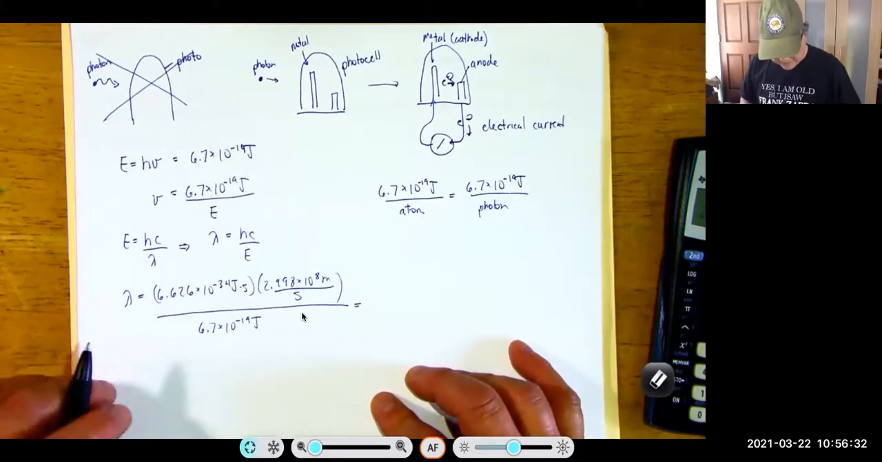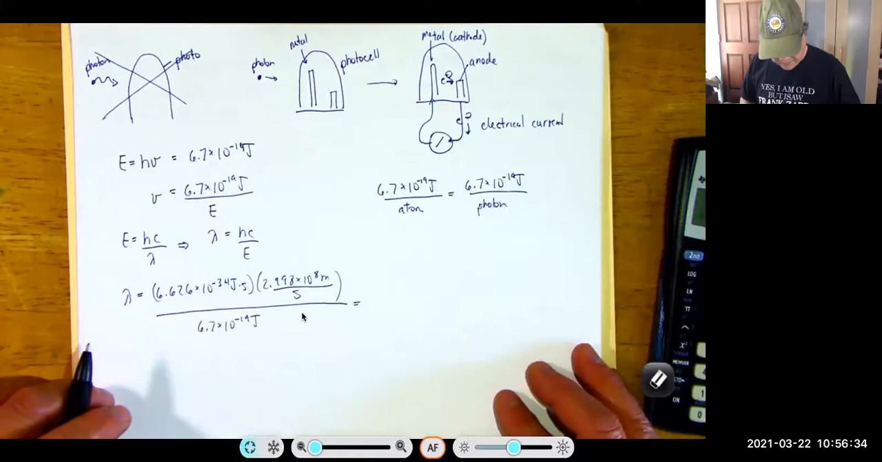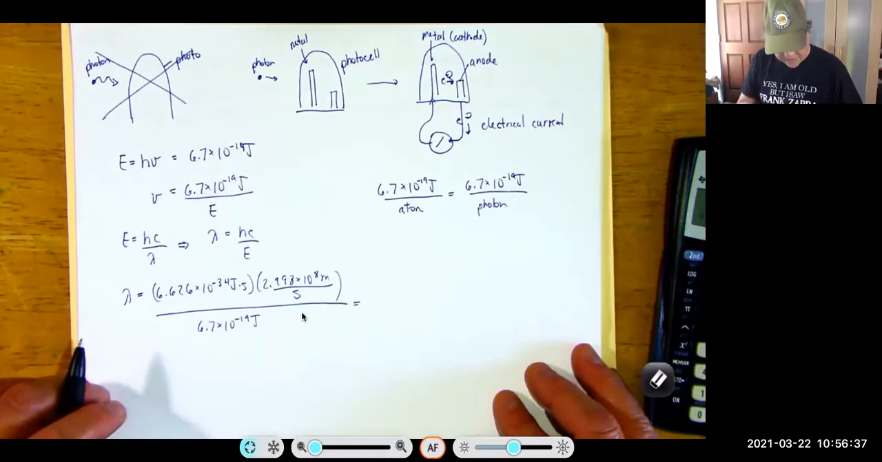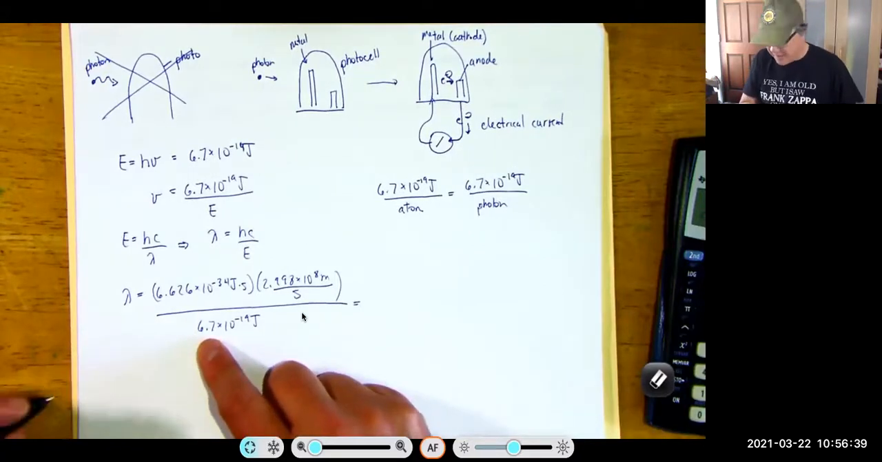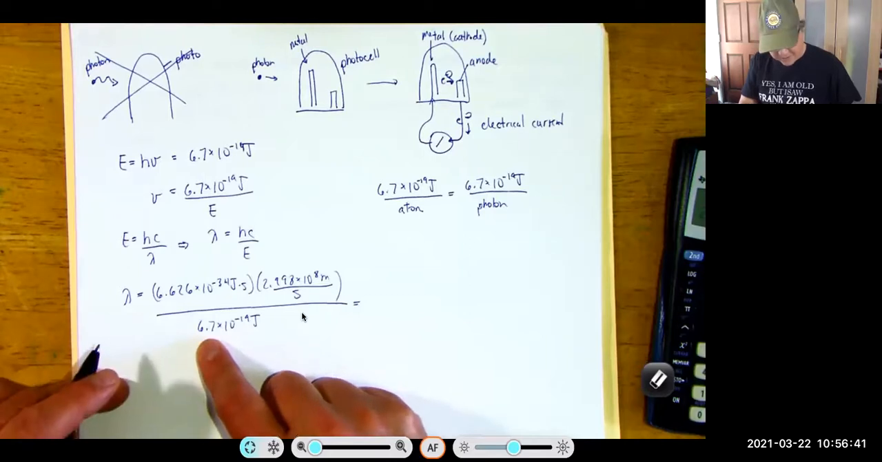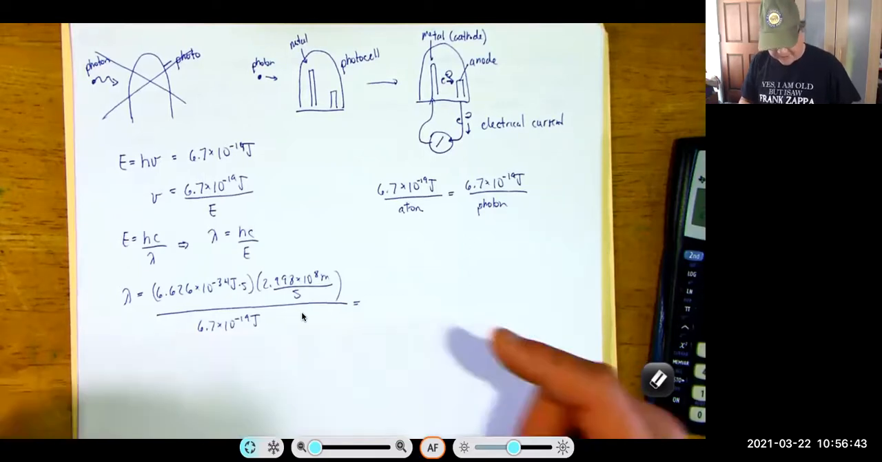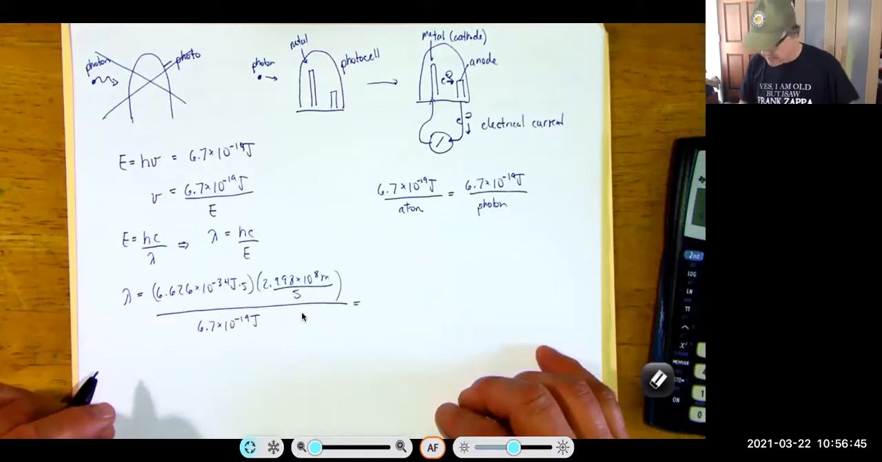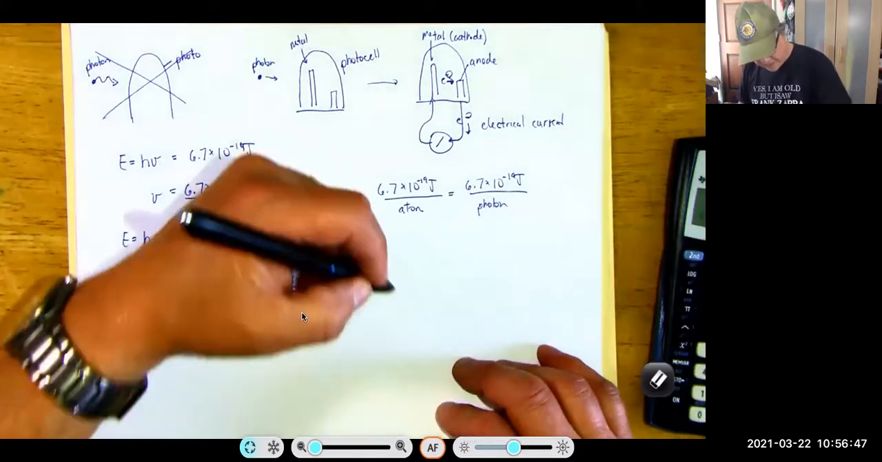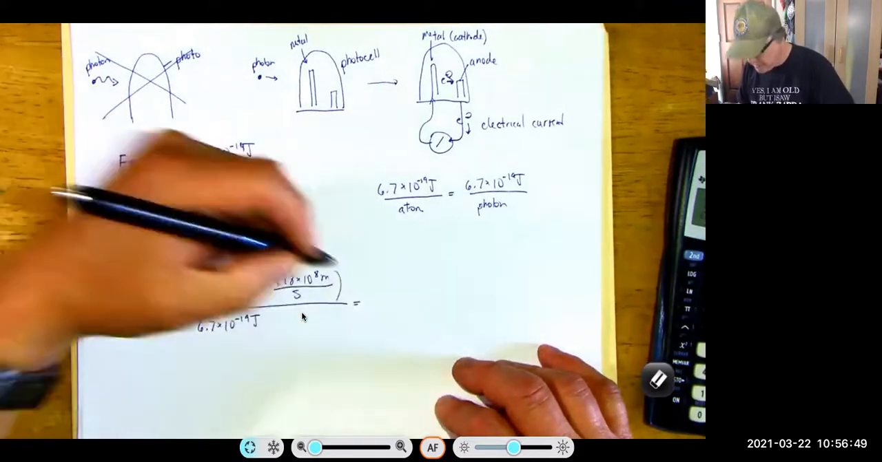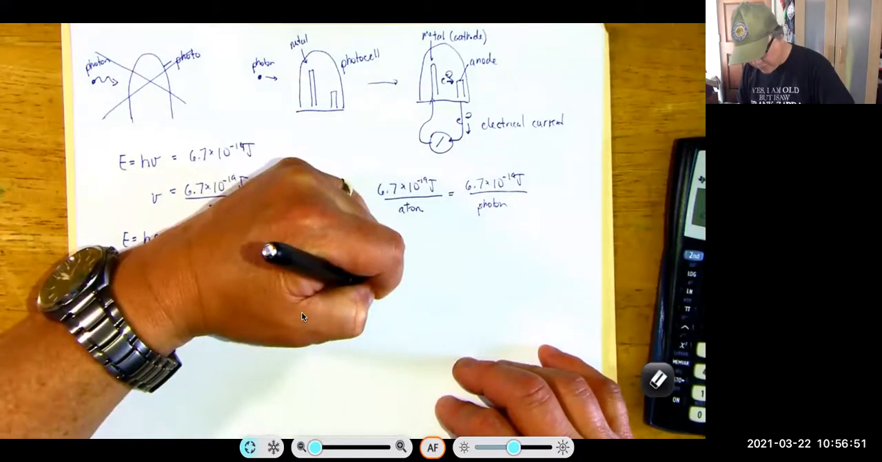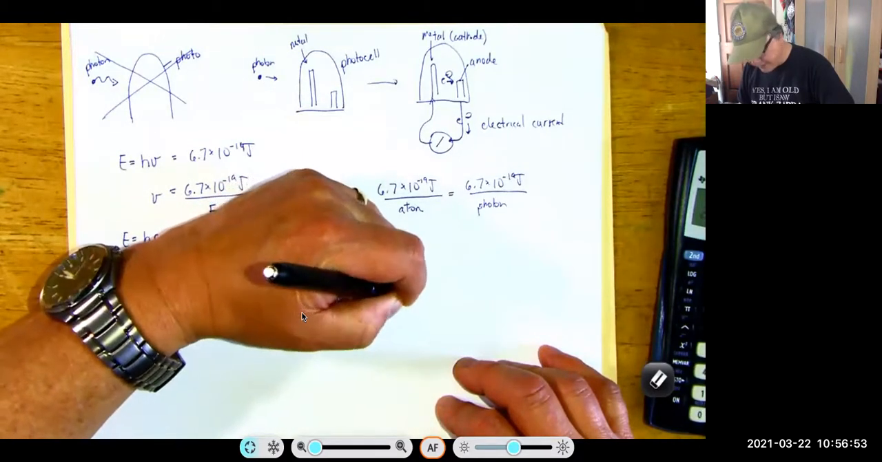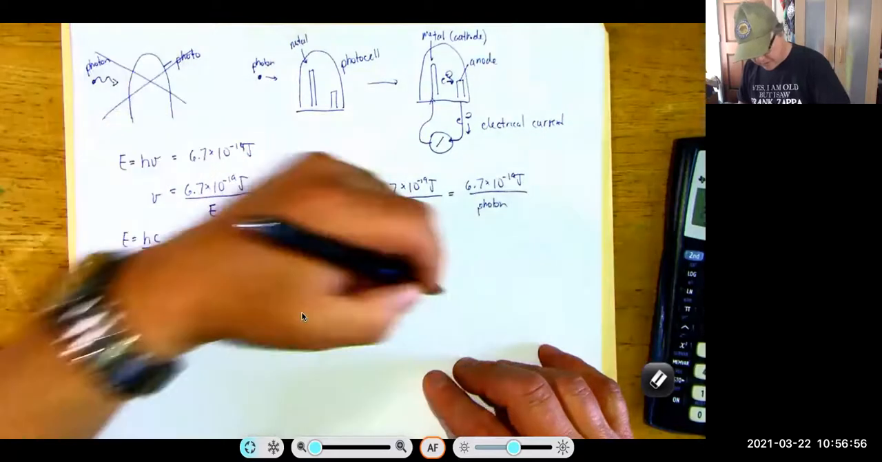Did I do that right? Oh, I forgot to divide by my 6. So it's going to be more like 3 times 10 to the minus 7, something like that. And we get 3.0 times 10 to the minus 7 meters.